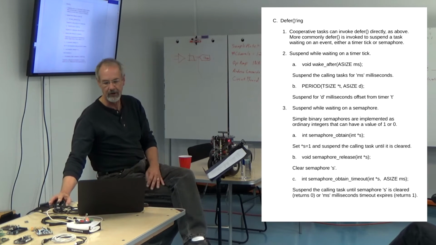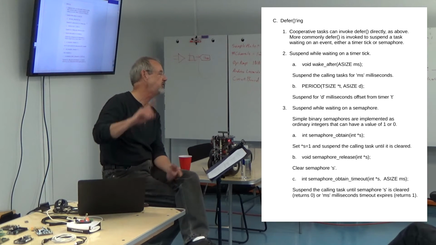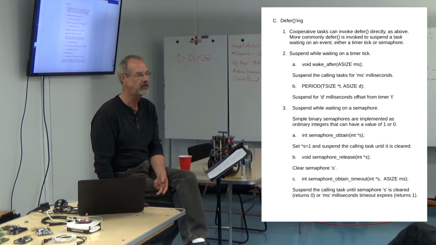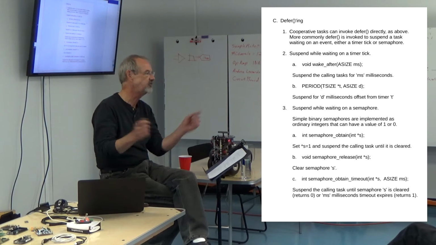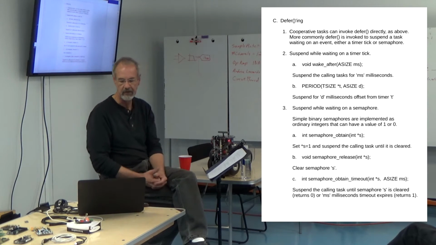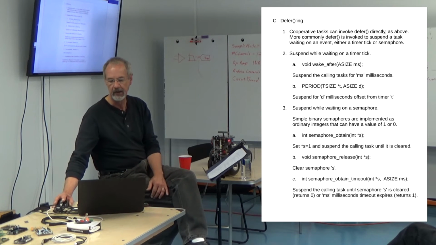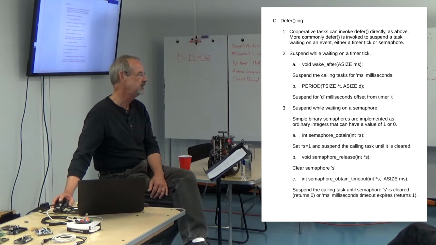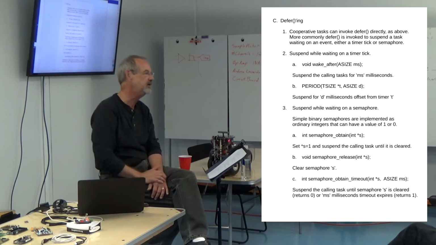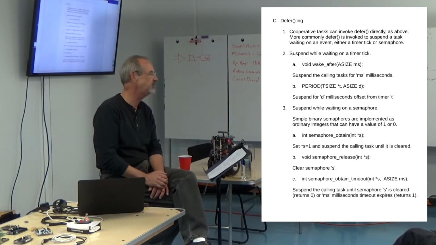So what you do call is you can suspend either to wait on a timer tick or to wait on a semaphore. A semaphore is just a flag that the task can use to synchronize together. The command to wait on a timer tick, we say wake after, and then you give it a number of milliseconds. So we've already seen that in the flash the LED example. We said wake after 500 milliseconds.